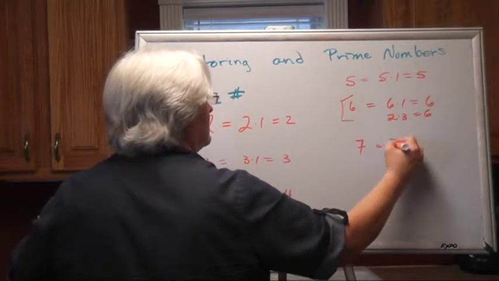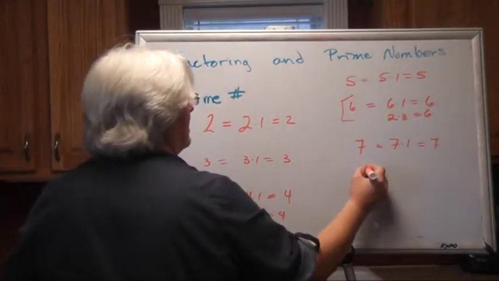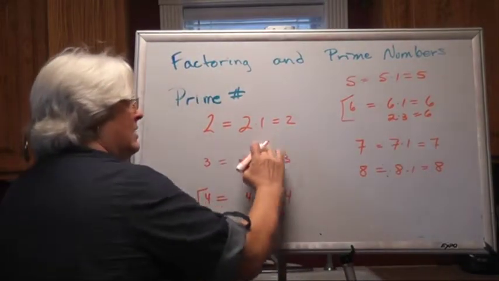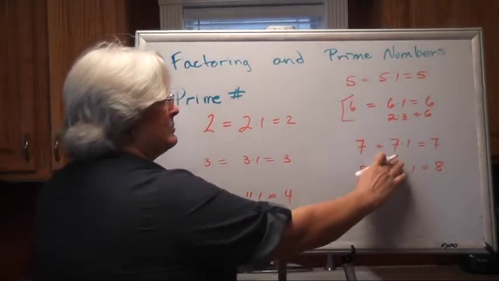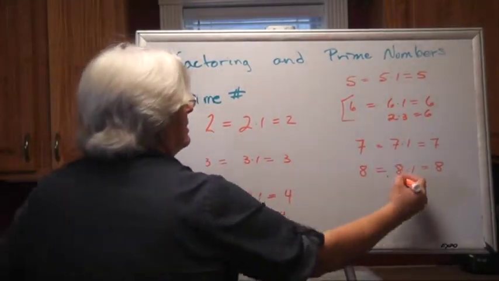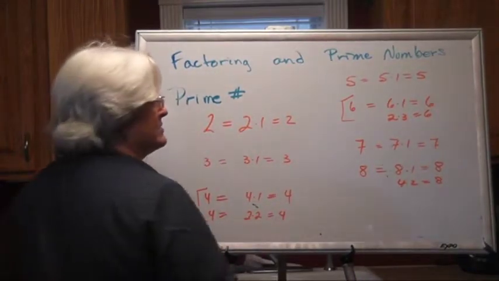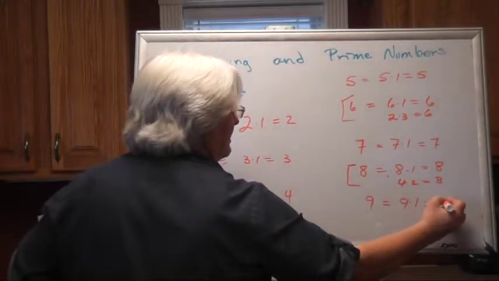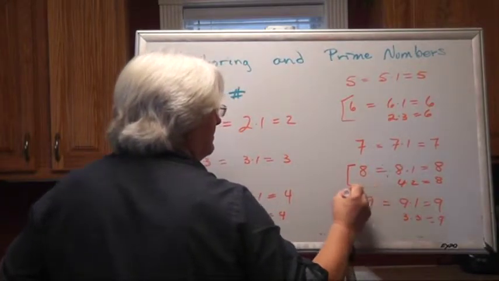7. 7 times 1 is equal to 7. There's no other way you can come up with that answer. 8. 8 times 1 is equal to 8. See, we're using this multiplicative identity. The multiplicative identity tells us that when you multiply any number by 1, you always get that number back itself. But is there any other way that you can multiply 2 numbers together and get 8? Of course there is. 4 times 2 is 8. What about 9? Our multiplicative identity tells us that, but we also have 3 times 3 is equal to 9.